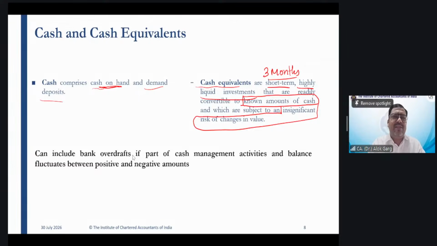Whether there is any significant risk that the value will change? No, there is no significant risk that the value will change. There is no risk. Okay. So whether this fixed deposit, which is redeemable, which matures after 45 days, is considered as a cash equivalent? Answer is yes, it is considered as a cash equivalent as per the definition.